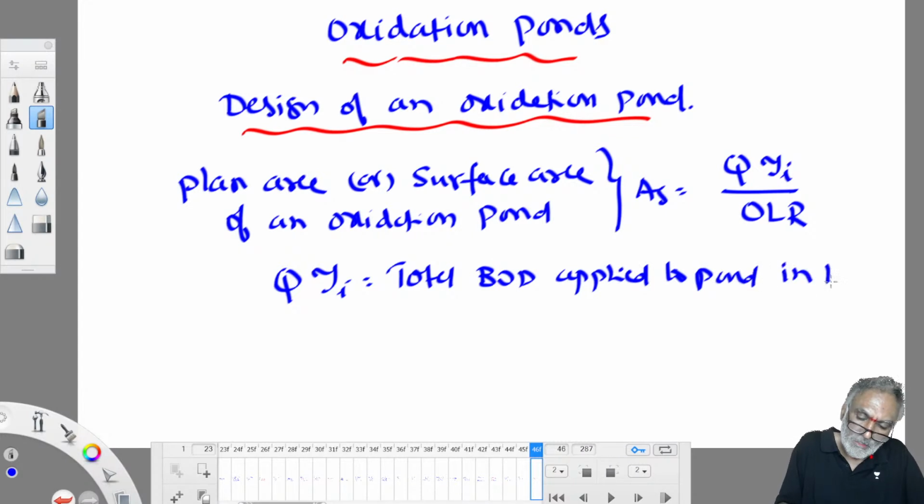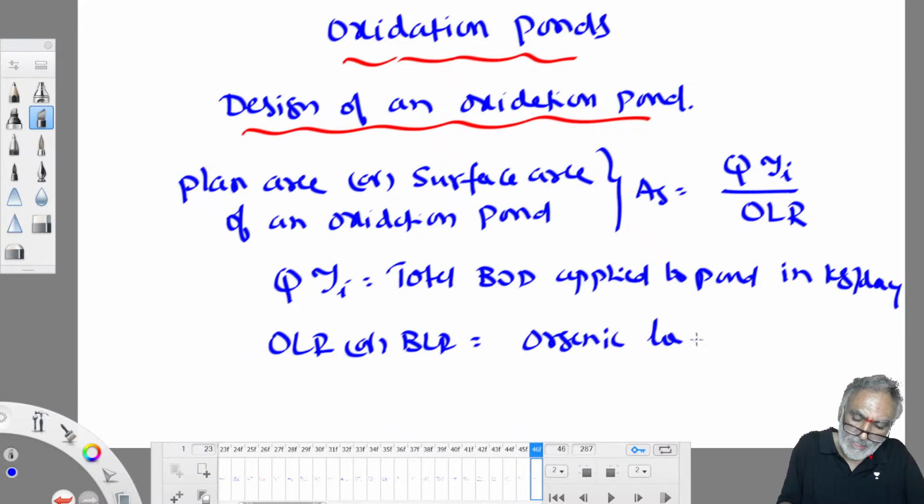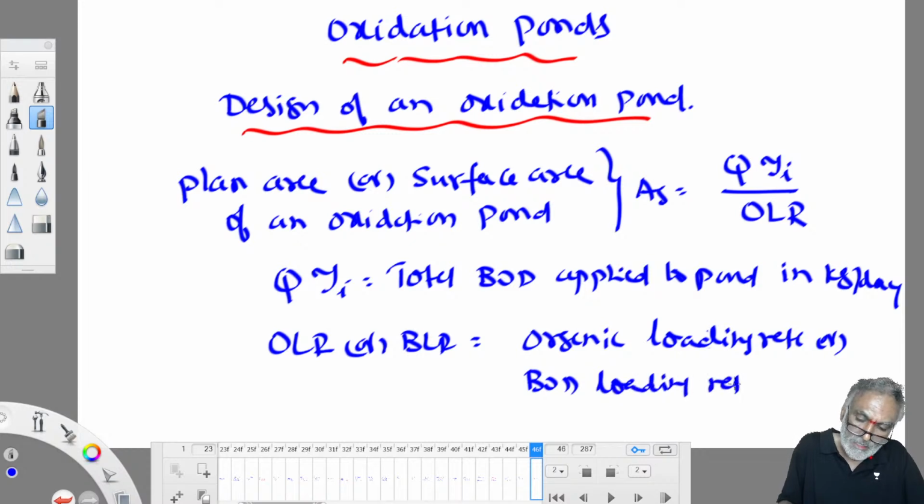Pond in kilograms per day. Organic loading rate or BOD loading rate. This value depends on the latitude of a place, based on temperature. The average temperature the place receives, we decide the organic loading rate. Or BOD loading rate is expressed in kilograms per hectare per day.